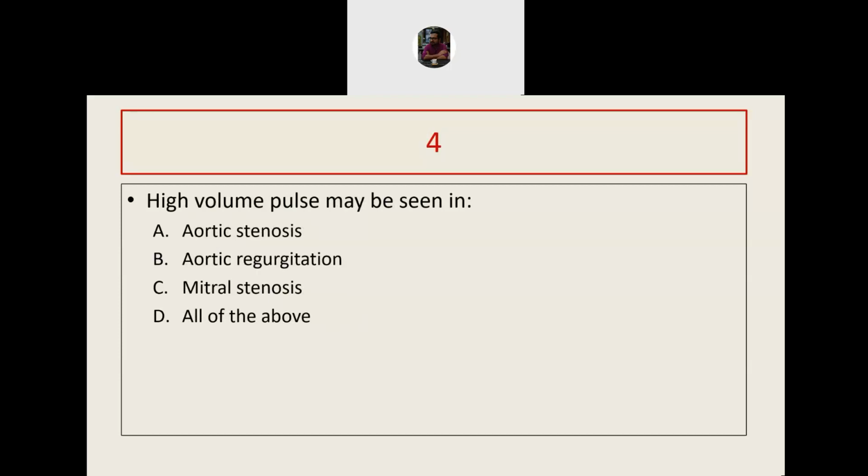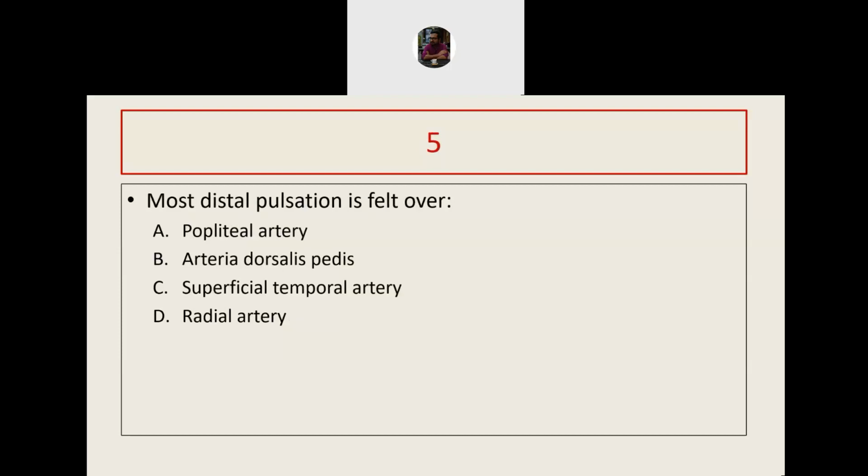High volume pulse may be seen in. Yes, the answer will be B, aortic regurgitation. The most distal pulsation is felt over. Yes, the answer will be arteria dorsalis pedis, which is the most distal artery.